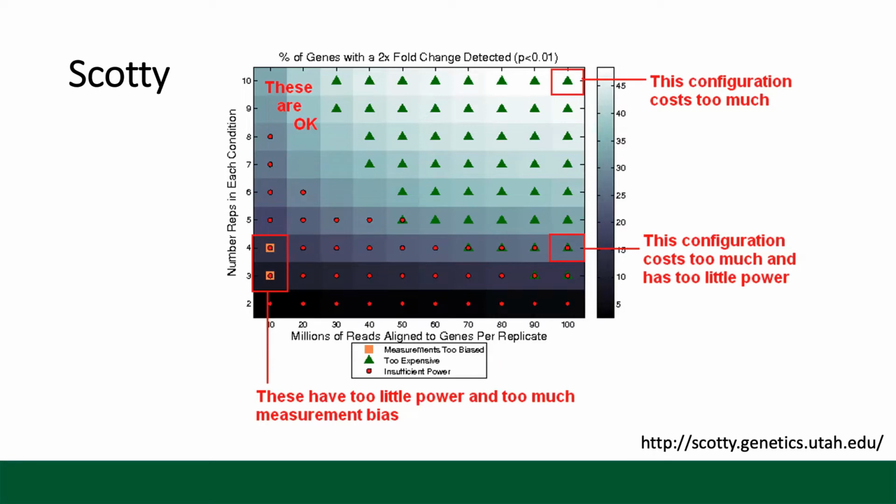And if you run that data through Scotty, you'll get something similar to the image that appears here, where it gives you the number of reads going across the x-axis and the number of replicates going up the y-axis. Anything with a red dot is a configuration where you won't have enough power to answer your question. And anything with a green triangle is just too expensive. So anything without any of these little features are okay configurations to use for your experiment. And of course, these are just estimations, but it's a nice starting point to give you an idea of how many replicates and how much sequencing you actually have to do.